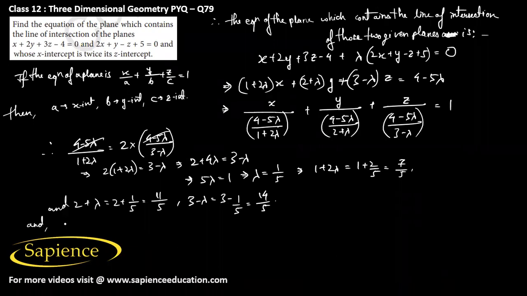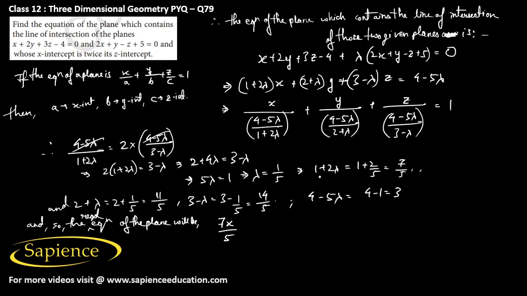And then the required equation of the plane will be 7x by 5. The value of 4 minus 5 lambda also we have to find, so it will be 4 minus 1, which is equal to 3. Okay, so it will be 7x by 5 plus 11y by 5 plus 14z by 5, that is equal to 3.